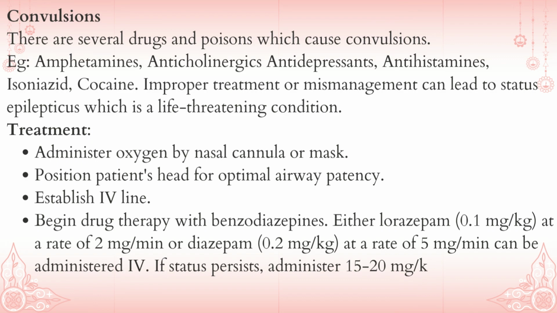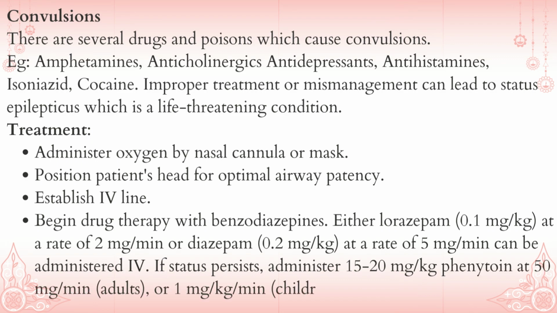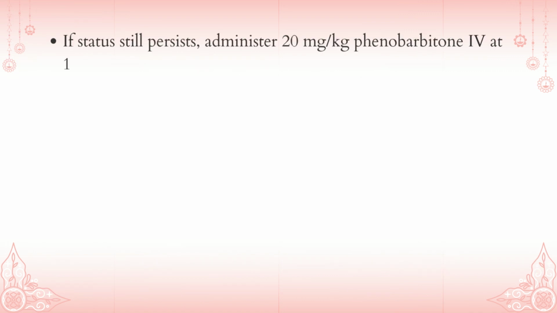Establish IV line. Begin drug therapy with benzodiazepines, either lorazepam, 0.1 mg per kilogram, at a rate of 2 mg per minute, or diazepam, 0.2 mg per kilogram, at a rate of 5 mg per minute, can be administered IV. If status persists, administer 15 to 20 mg per kilogram phenytoin at 50 mg per minute, adults, or 1 mg per kilogram per minute, children, by IV. If status still persists, administer 20 mg per kilogram phenobarbital IV at 100 mg per minute.